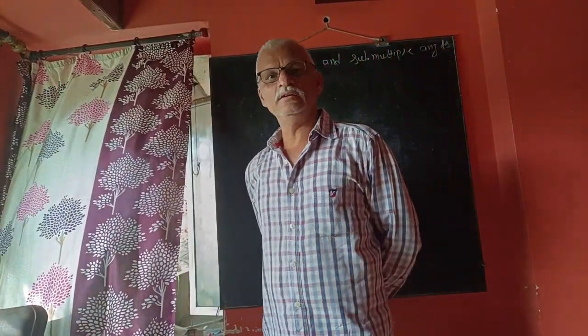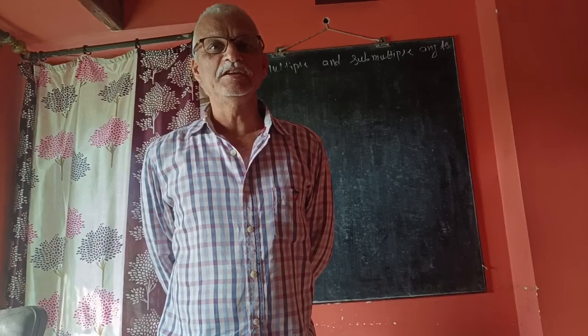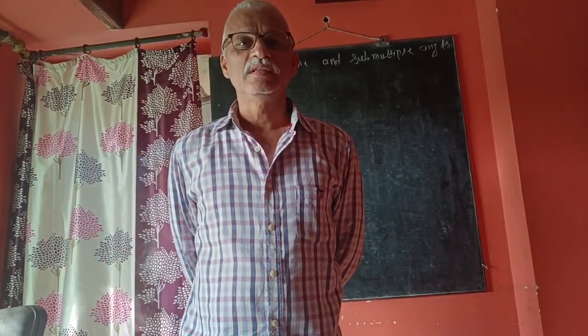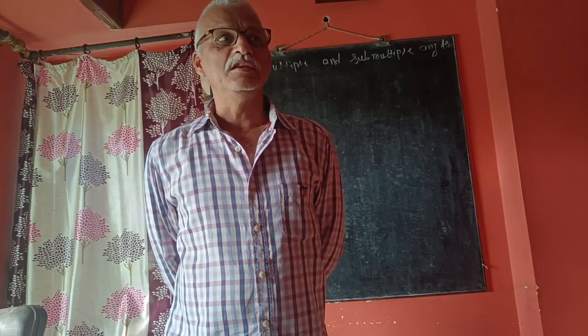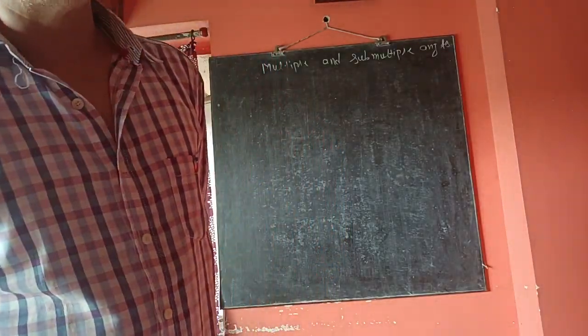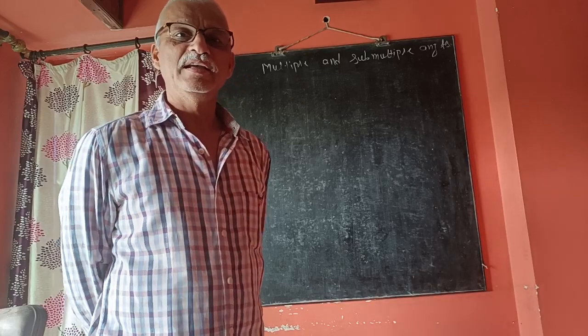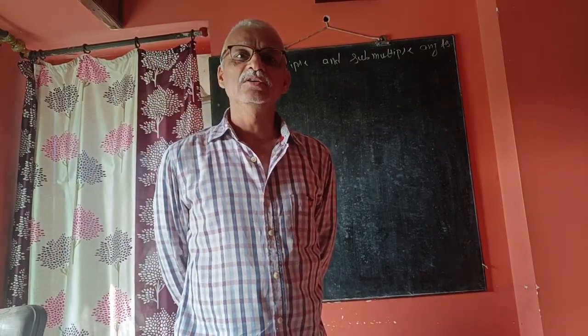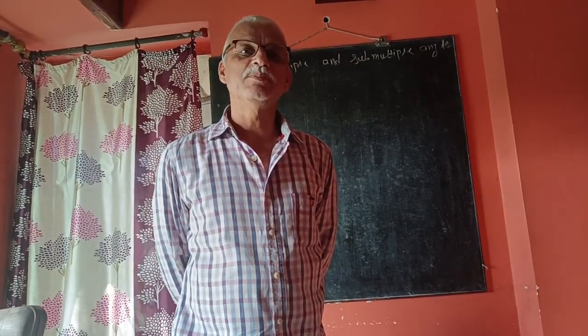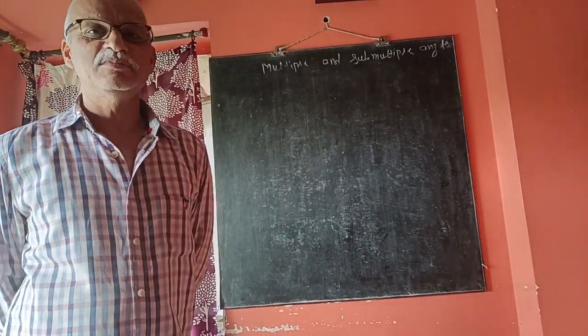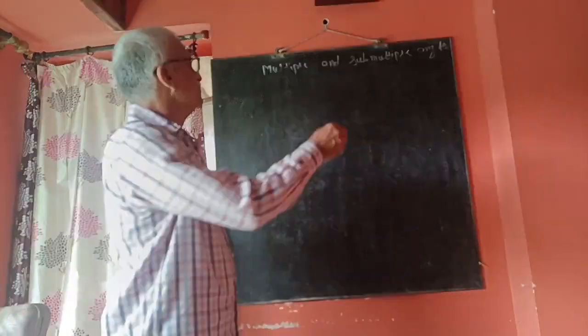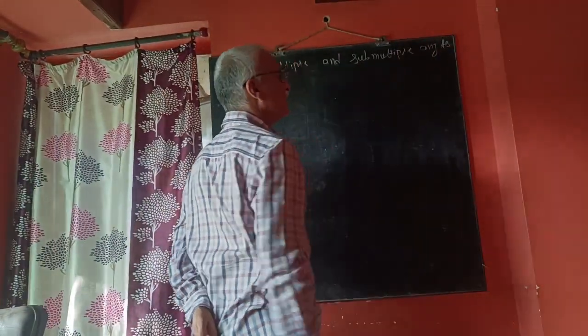Student, today we will take the next part of trigonometry, that is the multiple and submultiple angles. In the previous lectures, we have taken compound and allied angles. Now, with continuation of that compound and allied angles, today we will start with multiple and submultiple angles.